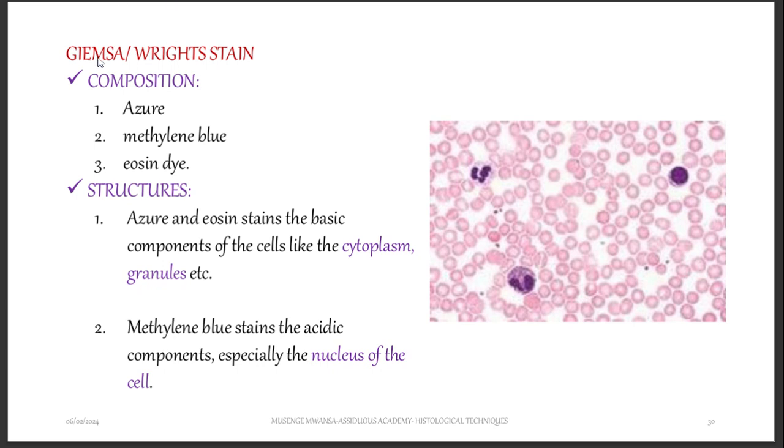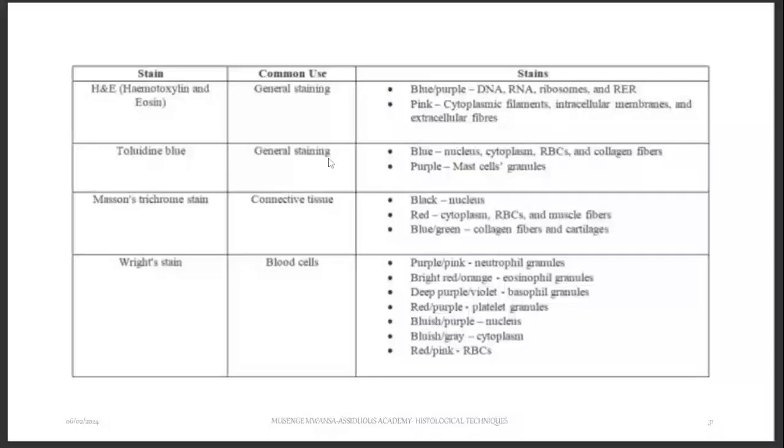The Giemsa stain is also known as the Wright stain. This one is actually the main stain that you use for all blood cells. So for blood cells, you use the Giemsa stain. What are the components of the Giemsa stain? You have azure stain, methylene blue, and eosin dye. These are the three components, and it's a special stain for all blood cells.